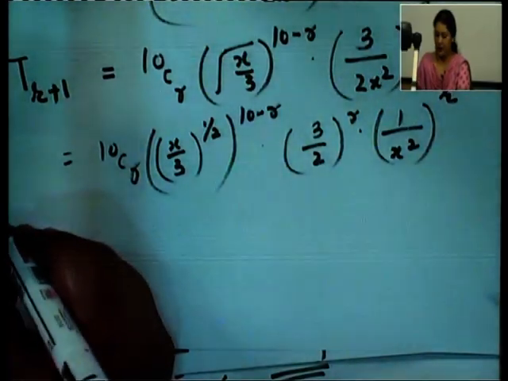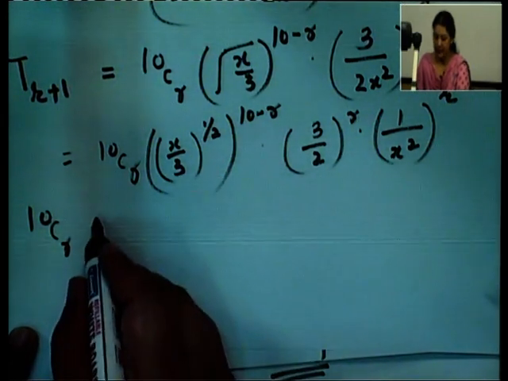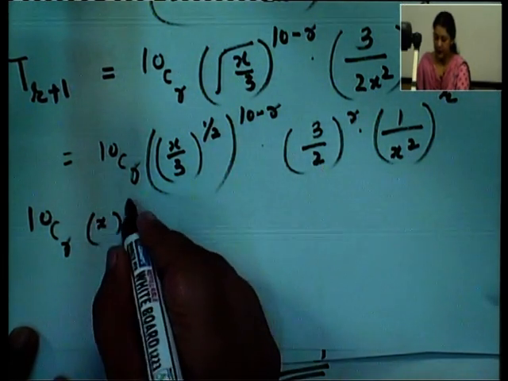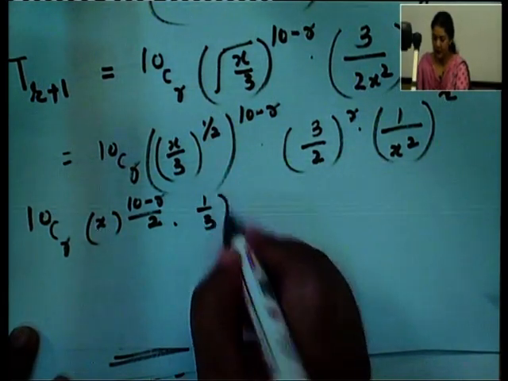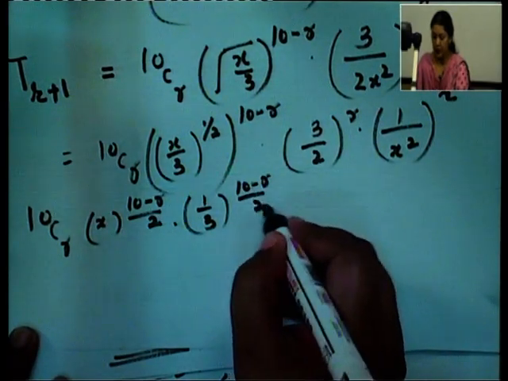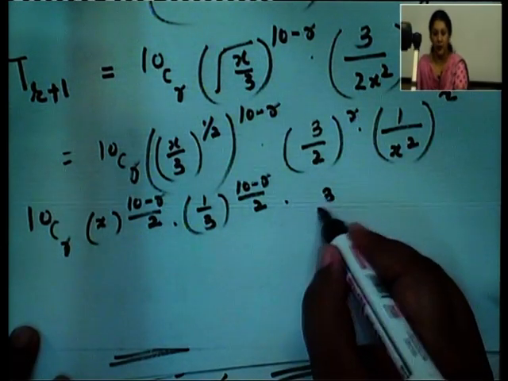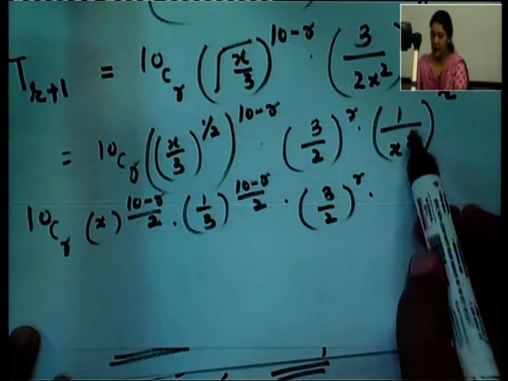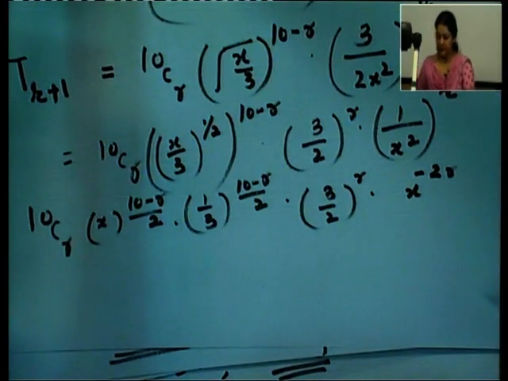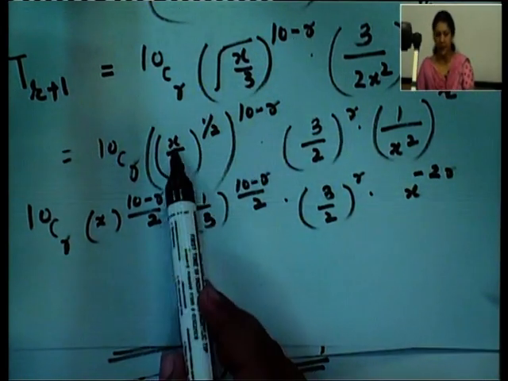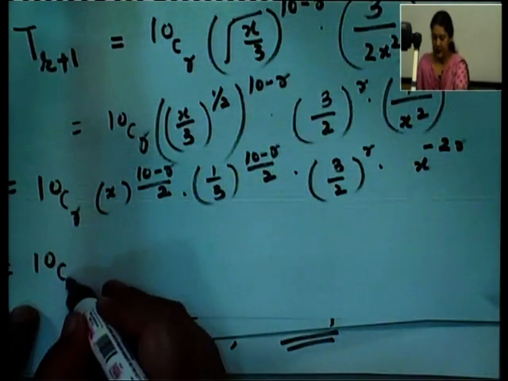So now this is equal to 10Cr. Now powers will get multiplied, so I will get x raised to power (10 minus r) upon 2 into (1 upon 3) raised to power (10 minus r) upon 2. I have separated the terms x and 1 upon 3, into (3 upon 2)^r. Now here it is (1 upon x square)^r, so it will be x^(minus 2r), right? So powers here get multiplied. I have separated x and 1 upon 3. So simplifying this, I will get 10Cr.